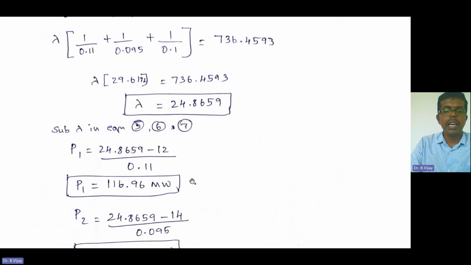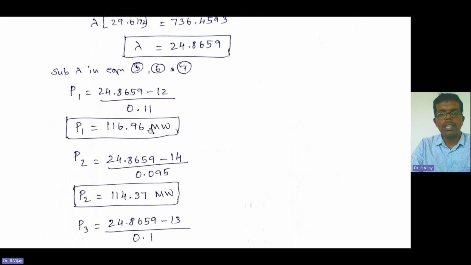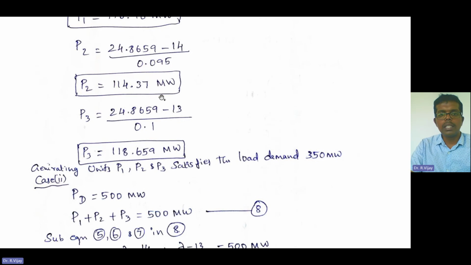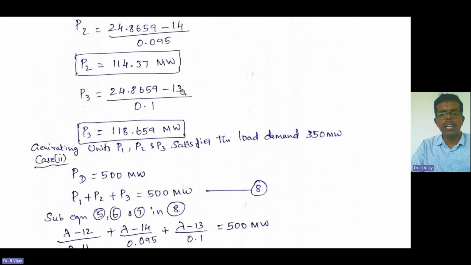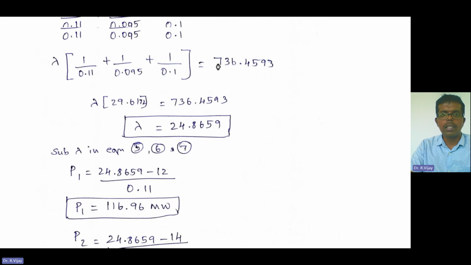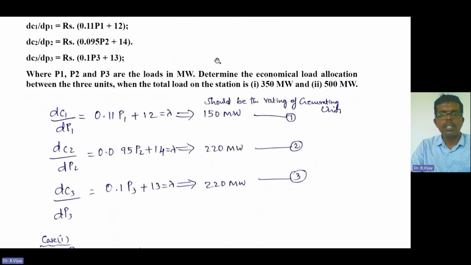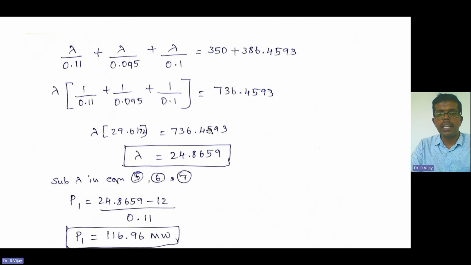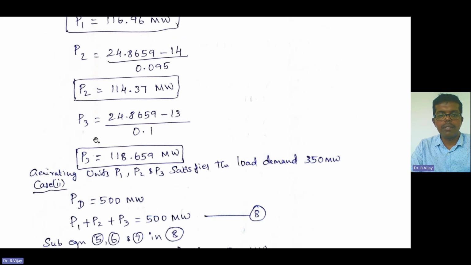Yes, it is within the rating of the first generating unit, because the limit is 150 megawatt and here we got 116.96 megawatt. Here for P2, I think 250 megawatt is the limit, so here also we got within that limit. So P2 also satisfies. P3 also, the same limit. What is the limit here? Yes, 220 megawatt, it is within the limit. So P3 also satisfies that generating limit.